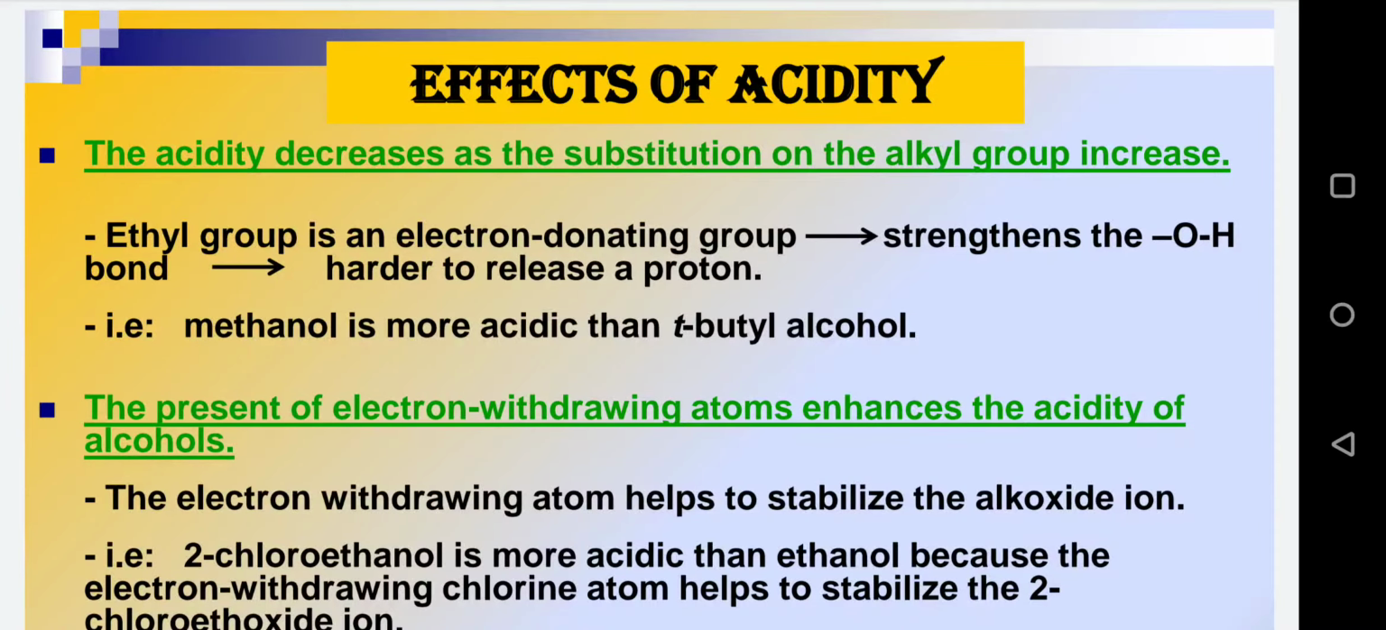Why is it so? Because it strengthens the OH bond and hence makes it difficult to release a proton. Until and unless the proton gets released from the OH bond, we can't say that it is a good or stronger acid. So any factor which is strengthening that particular OH bond will definitely decrease the acidity of that particular alcohol. Hence we can say that methanol, which is just the formula CH3OH, is more acidic than tertiary butyl alcohol containing 3 bulky CH3 groups having the nature of electron donation.